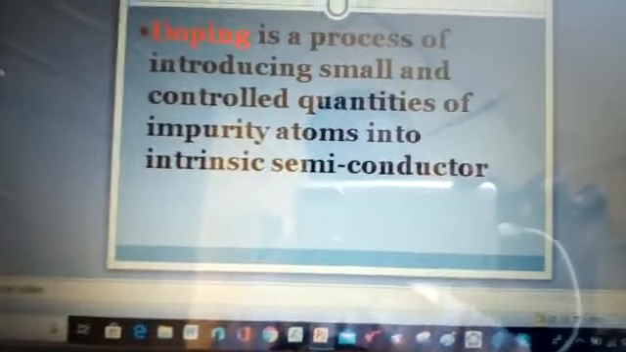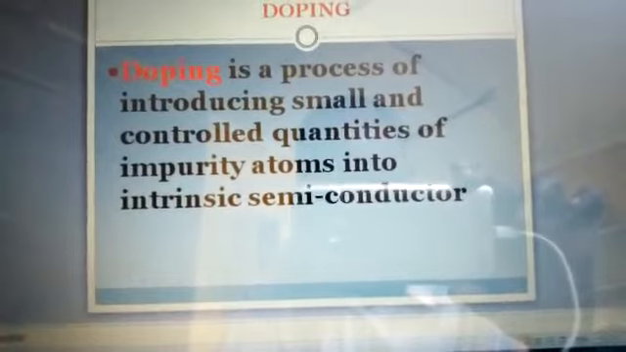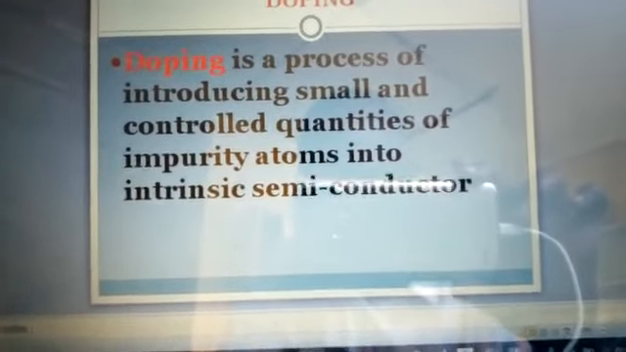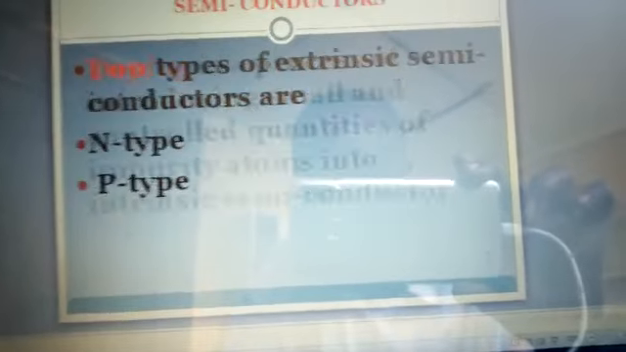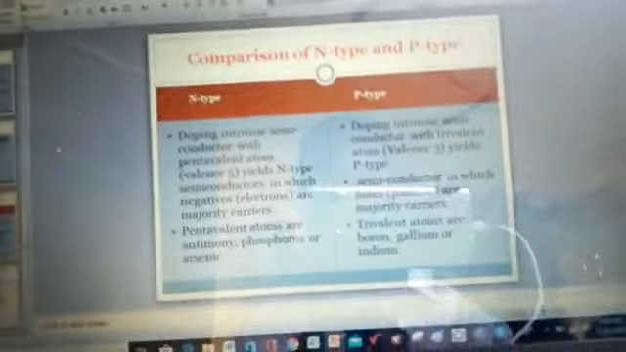What is doping? A process of introducing small and controlled quantities of impurity atoms into intrinsic semiconductors. So what happens when we do that doping? We get 2 types of semiconductors, N-type and P-type. Let us see if we focus.